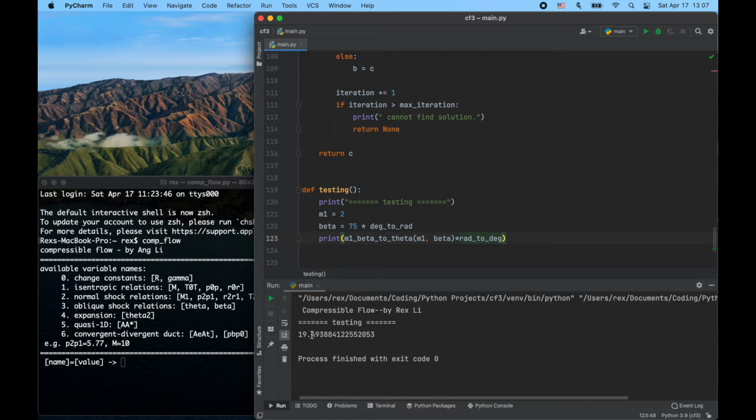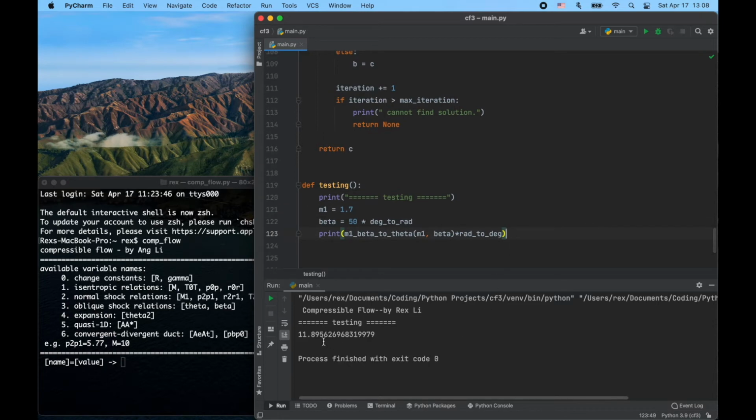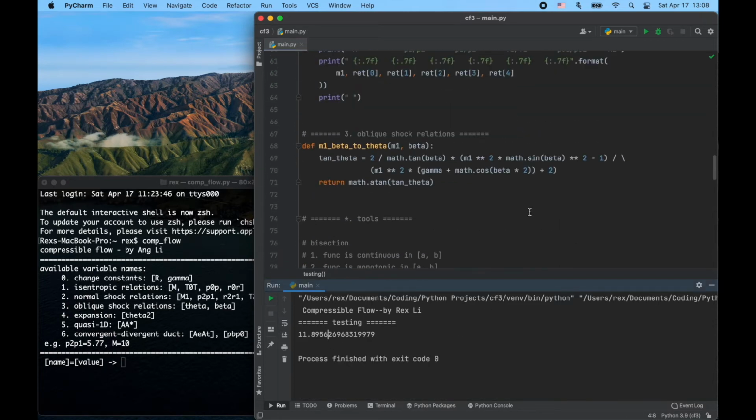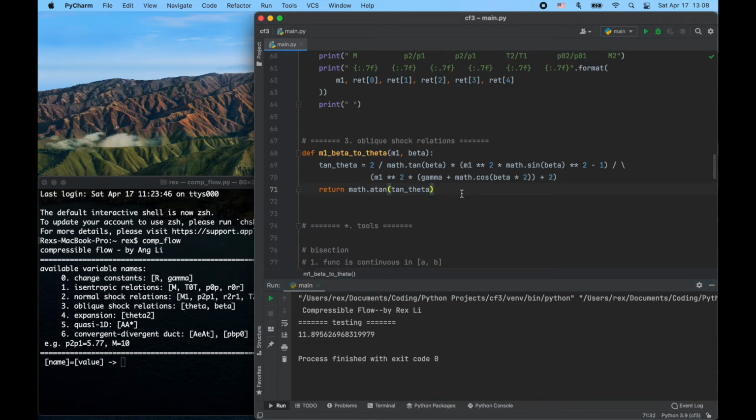So this is about 20 degrees. Let's compare with the diagram in the textbook. Yeah, it's slightly smaller than 20 degrees. Maybe try another one. So beta is 5 degrees, and the Mach number is 1.7. This should give a result that is close to 12 degrees. Yeah. All right. I think this function is correct.